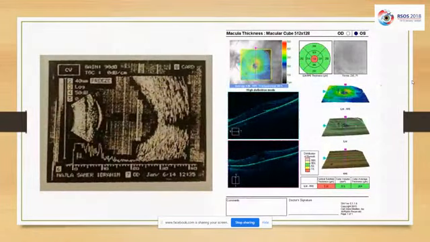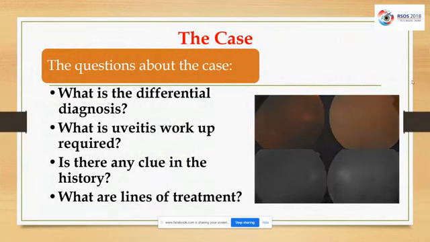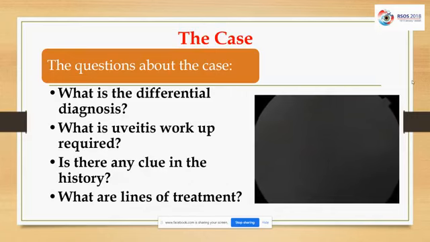The OCT of the left eye showed a cystoid macular edema, and the B-scan ultrasonography of the right eye showed the retina is flat and there is a dense vitreous reaction. So again, what is the diagnosis? Is there any clue in the treatment lines?